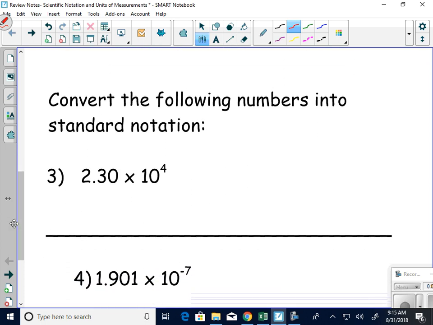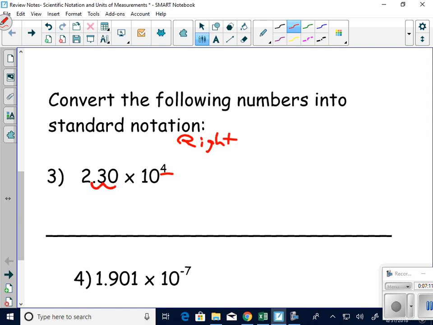Now convert the following numbers into standard notation. So we're working this the opposite way. I know that I have 4 for my exponent, so I am jumping my decimal 4 places. Since it is positive, which way am I jumping my decimal? Which way, Maggie? To the right. Excellent. Since it's positive, I'm jumping it to the right.